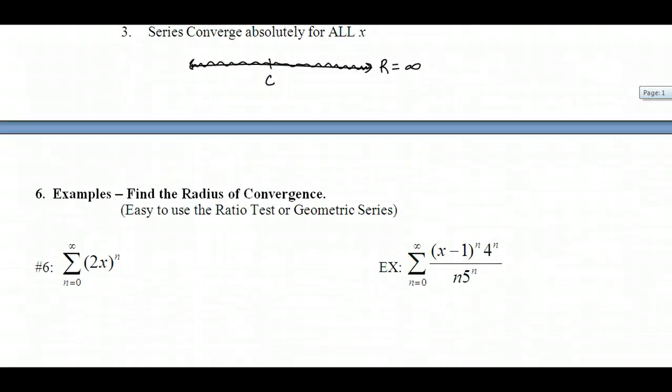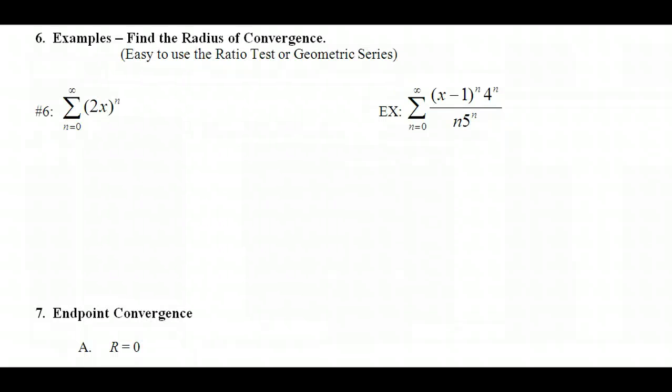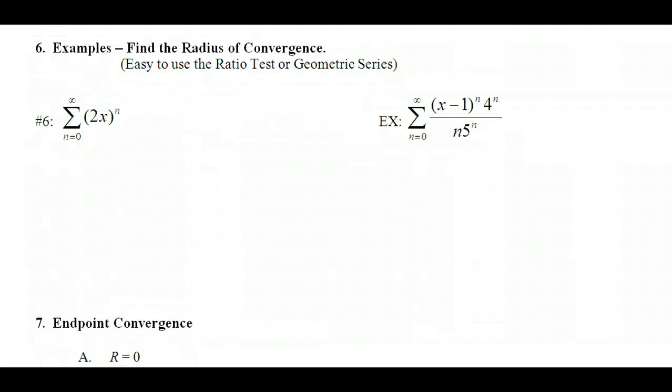So for some examples, we want to find the radius of convergence, and it's really easy if we can use some of our specific tests from the first 6 sections. And so our ratio test is super easy to tell whether something converges or diverges, and our geometric series is really, really easy as well. And so those are nice tests that we can use.